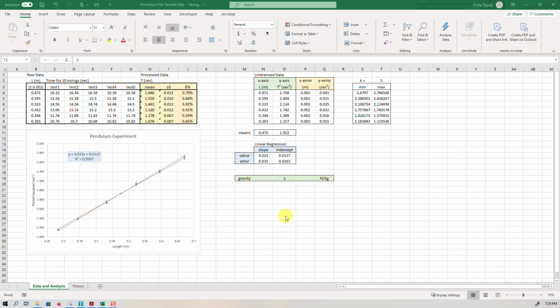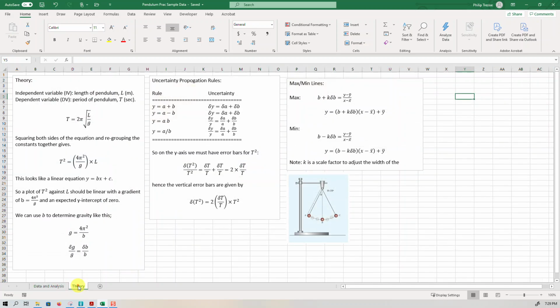Welcome back, everyone. Now, after all this work in analysing our pendulum experiment, let's go back to our theory one more time. So right back here, we figured out that the gradient of our trend line would equal 4 times pi squared over g. There it is. We could transpose the value of b and the value of g in this equation and come up with g equals 4 times pi squared divided by the gradient.